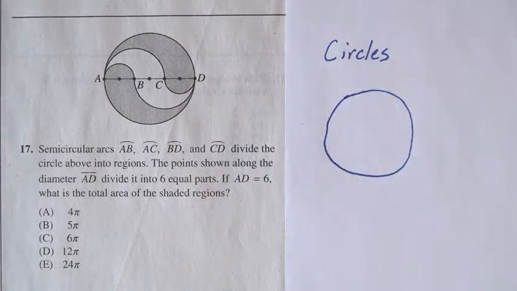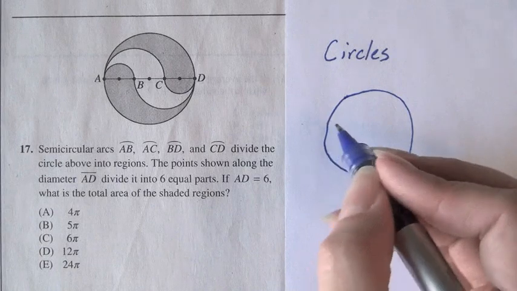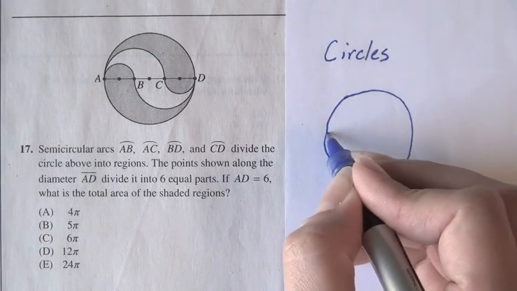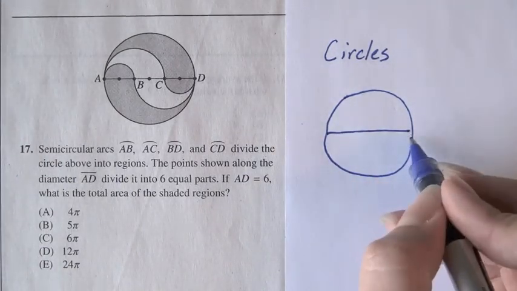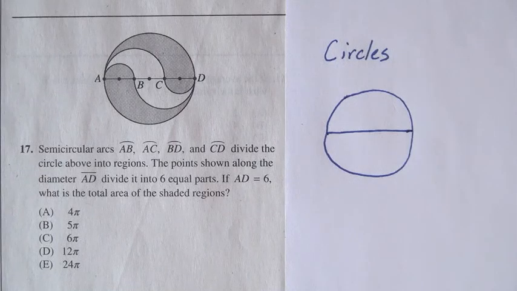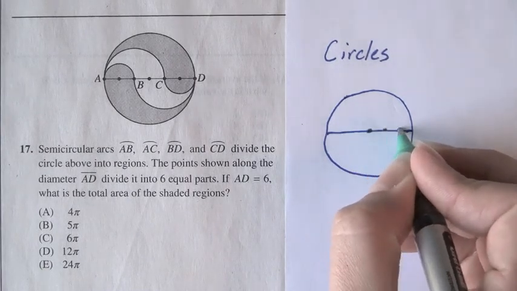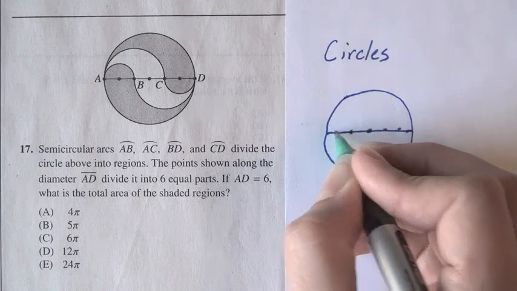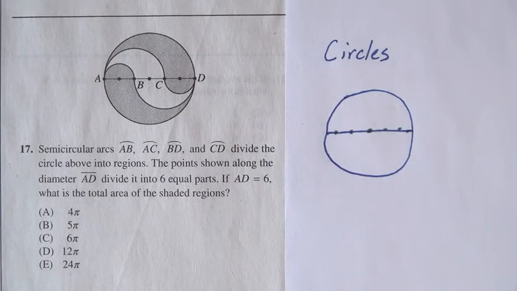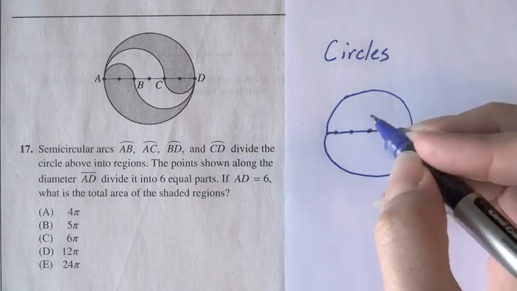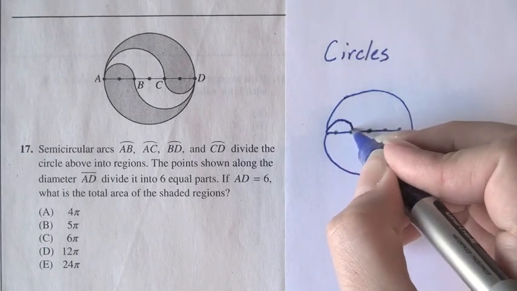Here's my beautiful circle, as you can see, totally perfect circle. And there's the diameter. Definitely a little bit off, but you get the idea. Okay, I'm going to recreate the top half. I'm going to do that by drawing in these dots first. 6 equal spaces, just like the question says. Okay, now let me fill in the top just the way it looks in the top picture.